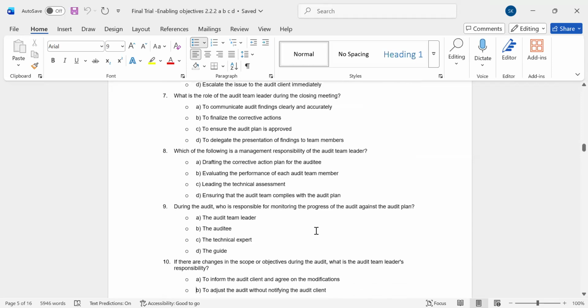Which of the following is a management responsibility of the audit team leader? A, drafting the corrective action plan for the auditee. B, evaluating the performance of each audit team member. C, leading the technical assessment. D, ensuring that the audit team complies with the audit plan. Management responsibility of the audit team leader. Evaluating the performance of each audit team member, drafting the corrective action plan, leading the technical assessment, ensuring that the audit team complies with the audit plan.